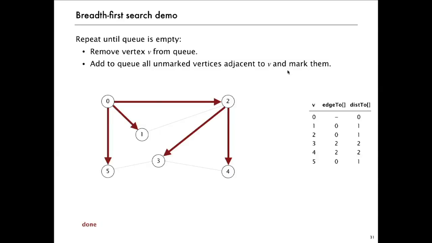The result of this computation, again, is a tree rooted at the source, and we can follow back through the tree to get paths from each node to the source. And not only that, we can get the distance, the number of edges on the path from each node to the source. So that's a demo of breadth-first search, and next we'll take a look at properties of this algorithm.